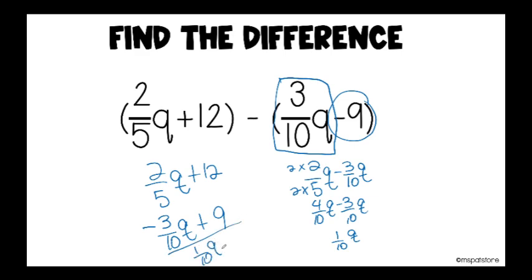1/10 q. Okay? So in this case, I need to add 12 and 9 because remember, when they have the same sign, you will basically add them and keep the sign that they share. In this case, it's positive. So my answer will be positive 21. Let me write it down here in case that you cannot see it. My answer is 1/10 q positive 21. Okay?